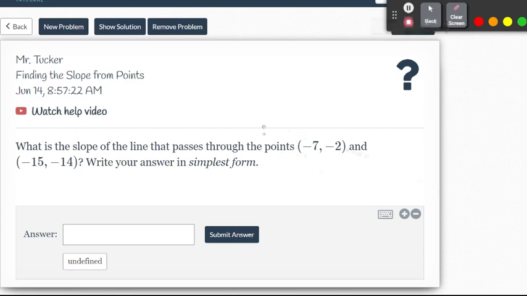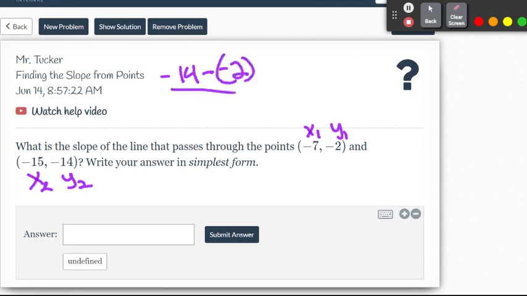So I have one more practice here. This one is not that unique of a result like the other ones, but here we go again. X1, Y1, X2, Y2: Y2 minus Y1 is negative 14 minus negative 2. Put that in parentheses because you've got to deal with that minus negative. And then negative 15 minus negative 7. Put that in parentheses because you've got to deal with negatives on the top and the bottom of the fraction.